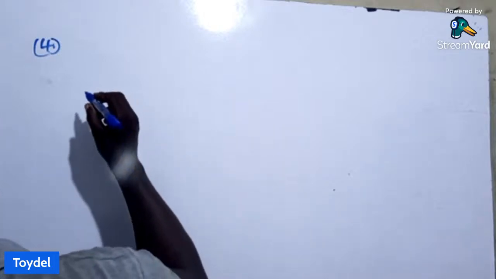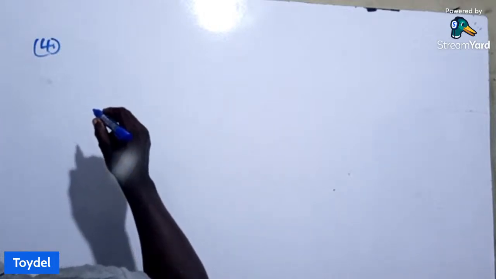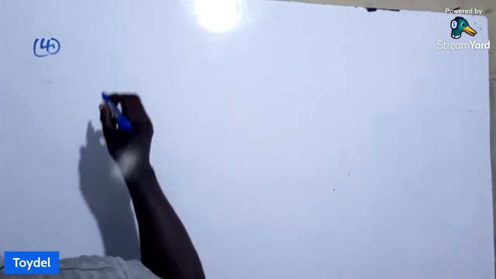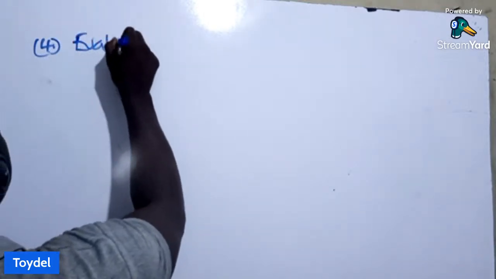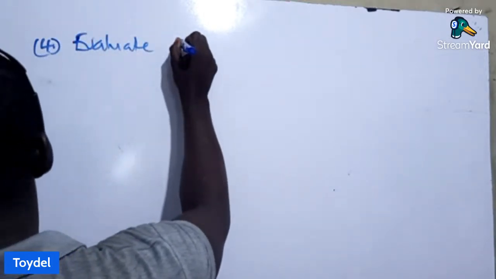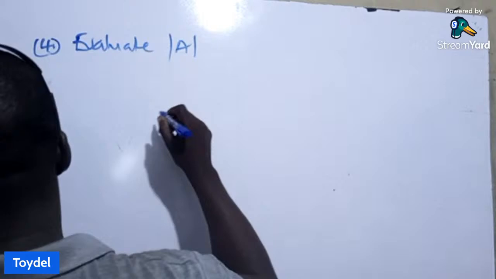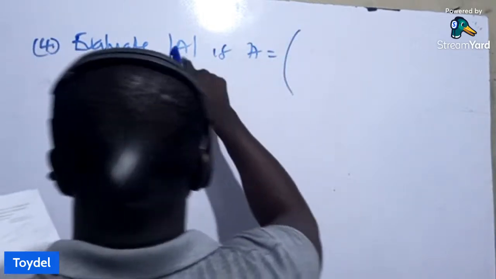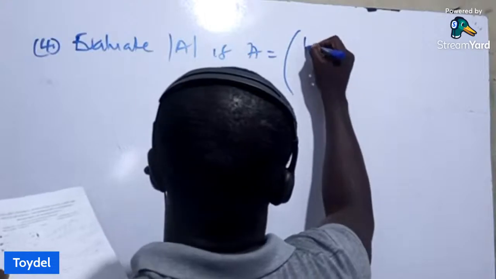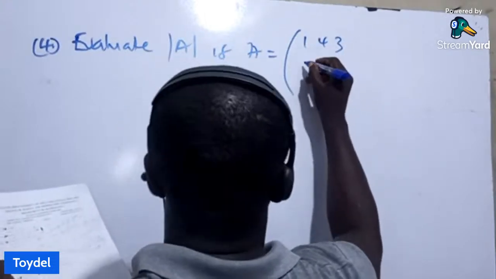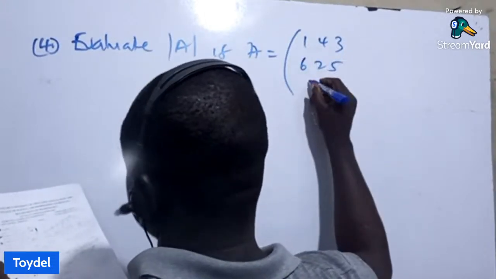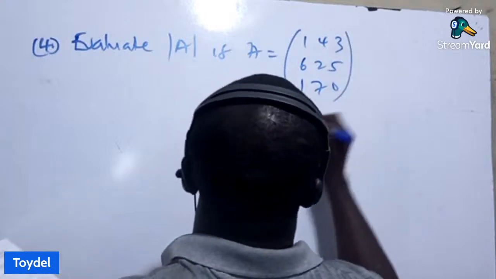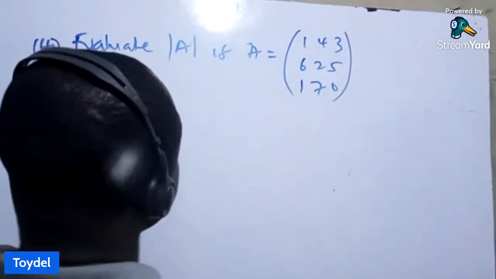The question says we have to evaluate this under matrix. Evaluate, if A is equal to, that is, we should evaluate the determinant. If A is equal to 1 4 3, 6 2 5, then 1 7 0. Of course, this is a 3 by 3 matrix. So we want to find the determinant.